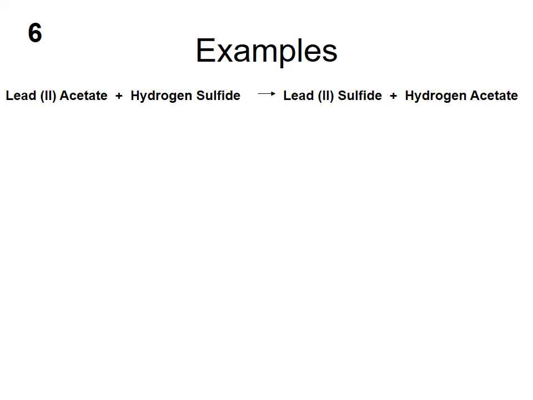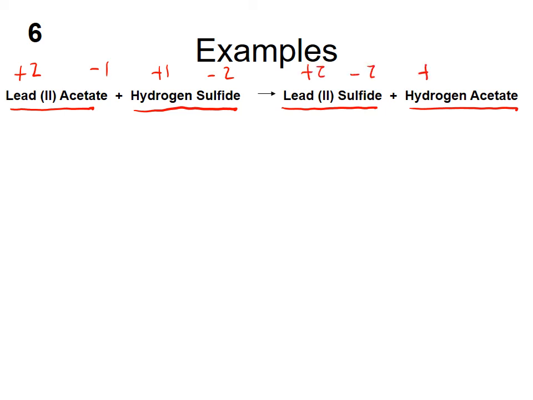In this example, we have lead 2 acetate compound, hydrogen sulfide, another compound. We have lead 2 sulfide and hydrogen acetate. So they're all compounds, so I need to get their oxidation numbers. The 2 here means it's going to be plus 2. Acetate is minus 1. Hydrogen is plus 1. Sulfide, element sulfur, is minus 2. Lead was plus 2. Sulfide was minus 2. Hydrogen plus 1. And acetate was minus 1.